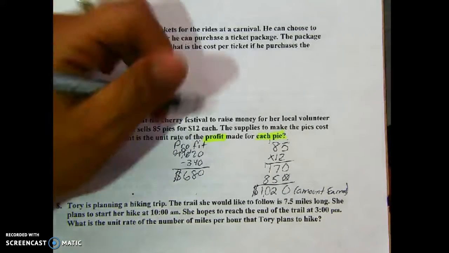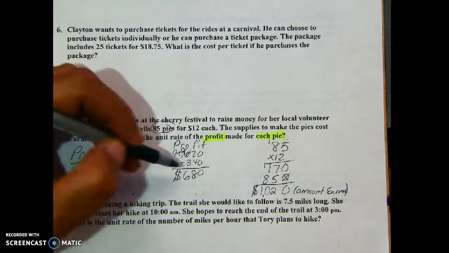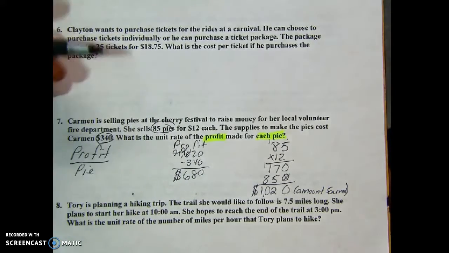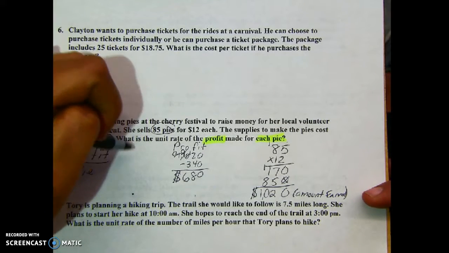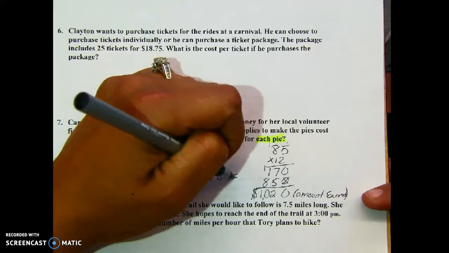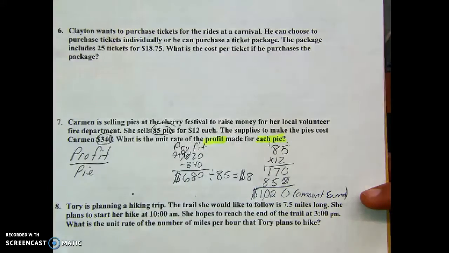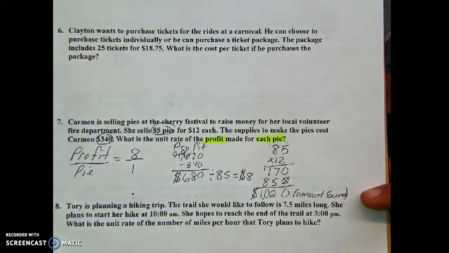Now we need to go back to the context. She sold 85 pies. So this is the profit here. We're going to divide by how many pies she sold. So if we divided 680 by 85, we're going to find out that it's $8. Okay? So she earns $8 profit for one pie.